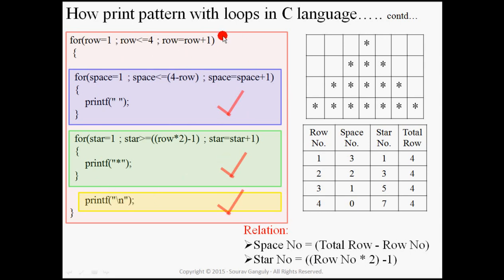Now see that the program is same. This 4 minus row, this is this relation. Total row number minus row number. It will print the space, and this star number relation will print the stars. You have to remember one thing, that this table and this relation is the most important thing to print any type of patterns. Let's check an example.